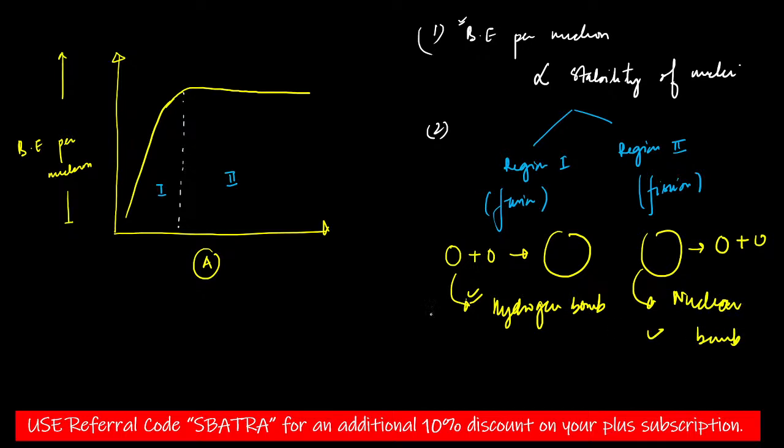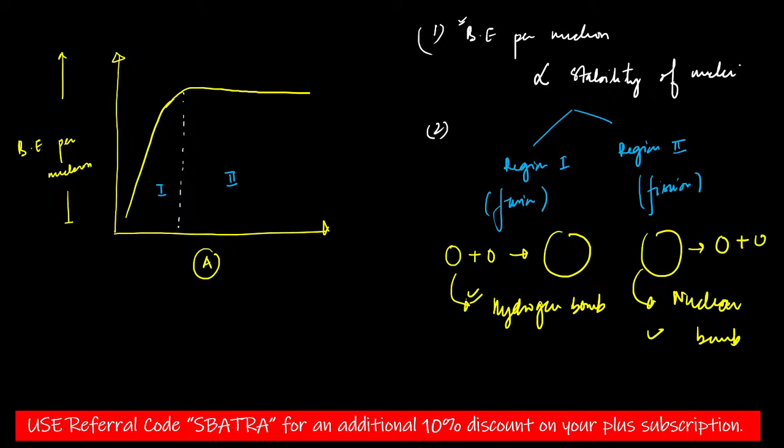I hope you can relate with this point. The example for fusion is the hydrogen bomb. Hydrogen is a small atom, right? An example for fission is your nuclear bomb. These are heavy atoms, just like uranium. From uranium we can prepare atomic bombs. So that is an example of fission, and the first one, region 1, is an example of the hydrogen bomb.